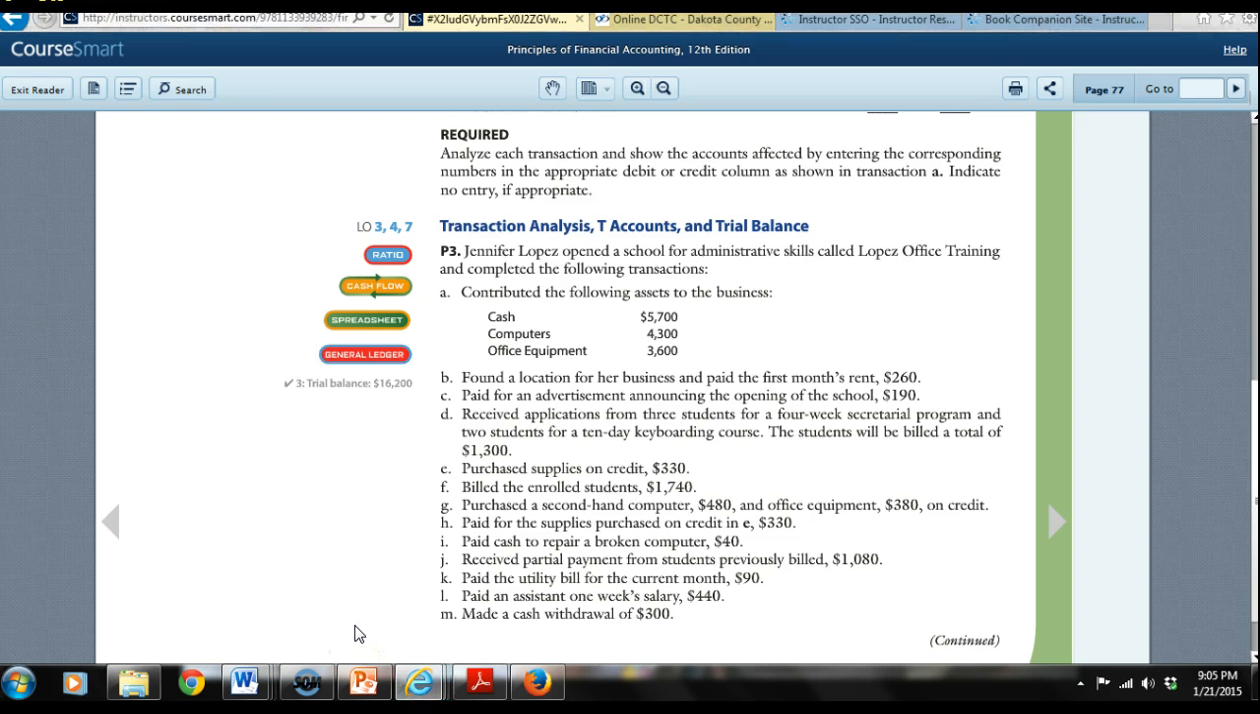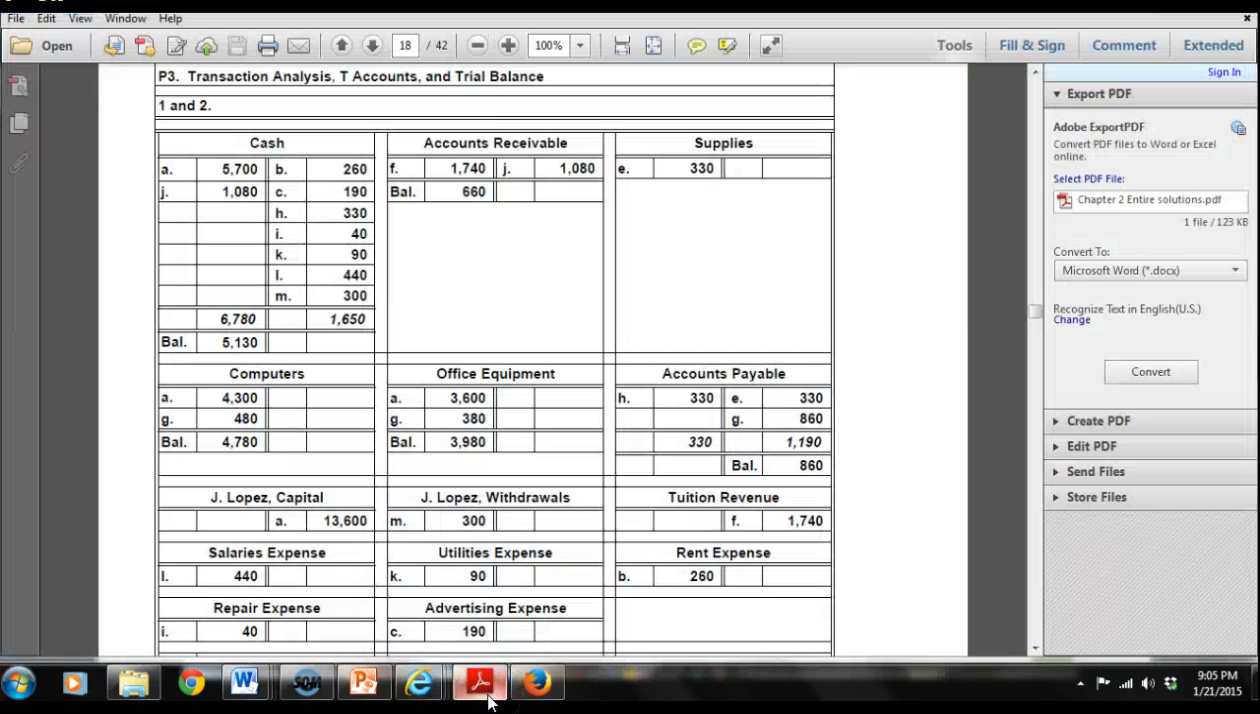Paid an assistant 1 week salary, $440. Credit your cash. Yes. Credit your cash, L, $440. And what will we debit? Salaries. Salaries expense, L, $440. Perfect.